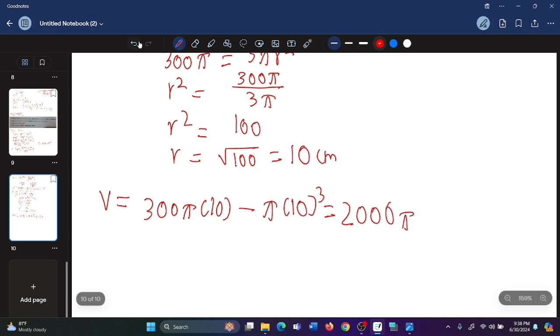2000 pi, sorry, I wrote a 6 instead of 0. It has a magnitude of 2000 pi. Thus, we can say the stationary value of v is 2000 pi centimeter cube. Volume is measured in centimeter cubes.